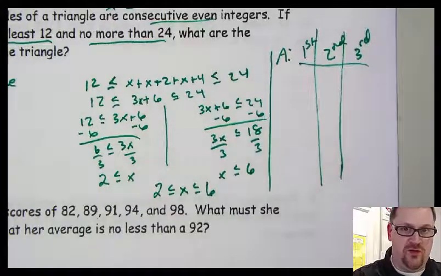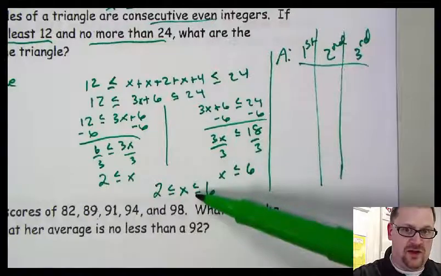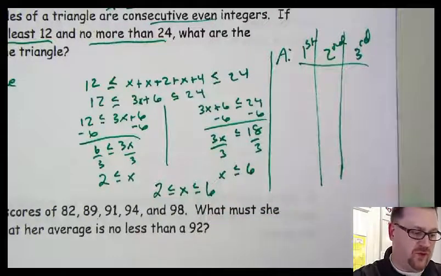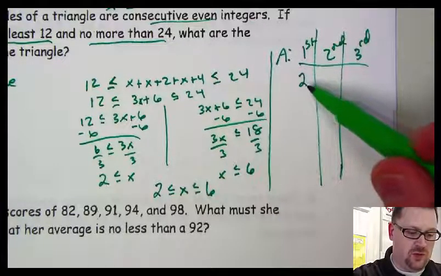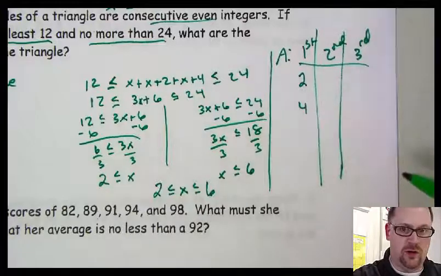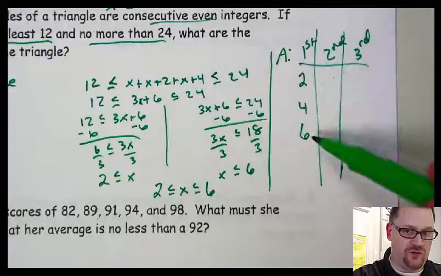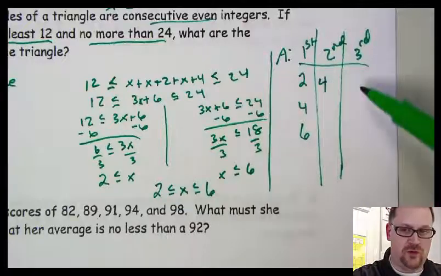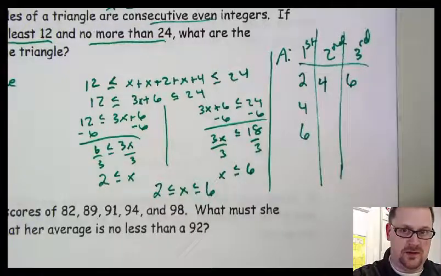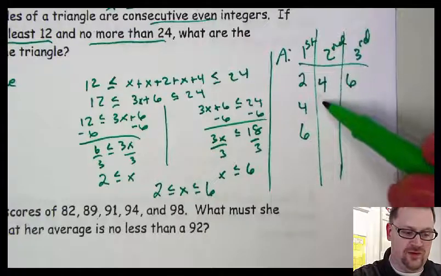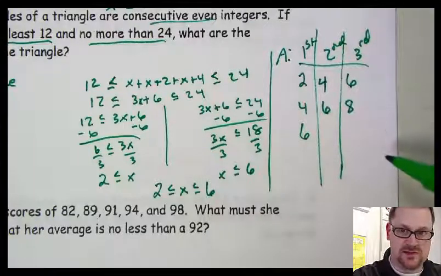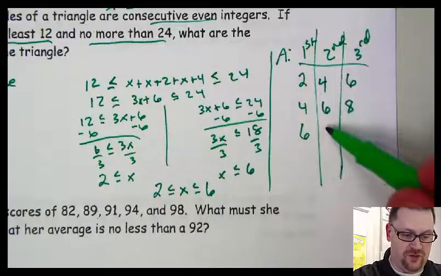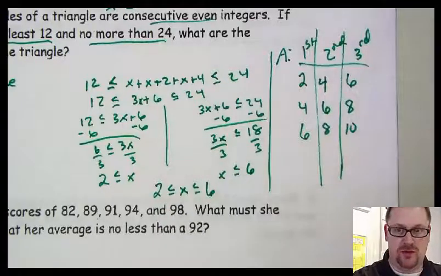So remember that x stood for the first side. The first side, according to this answer, can be between 2 and 6. Keep in mind that we were doing even consecutive integers. So the first side can be 2, or the first side can be 4, or the first side can be 6. That is really, really important that these all stand for the first side. Now, if the first side was 2, the second side was 4, and the third side would be 6. If the first side was 4, the second side would be 6, and the third side would be 8. But if the first side was 6, the second would be 8, and the third would be 10.